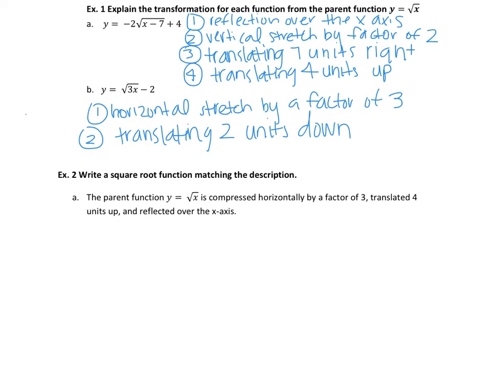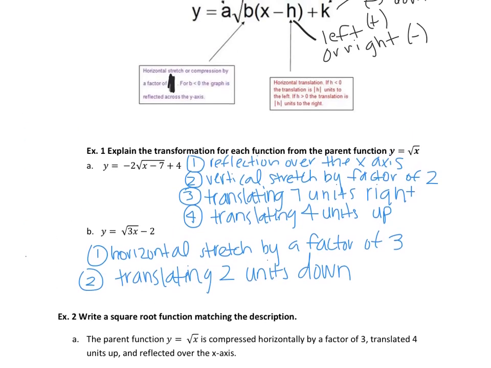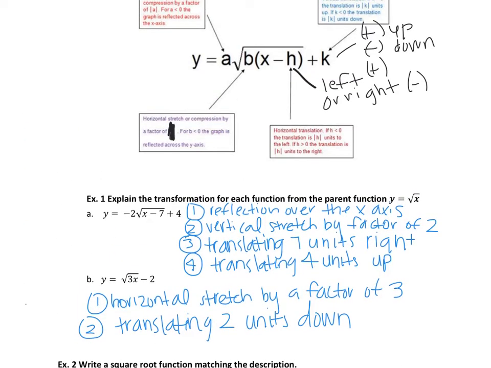Now what they're asking us to do is they're giving us a description and asking us to produce the function. So I'm going to write f of x, or you can write y equals. Now, our parent function is the square root of x. What they're telling me is that they're horizontally compressing it by a factor of 3. So go back up if you can't remember. The horizontal is the underneath. Notice it's the b value. So it's going to go underneath our square root.